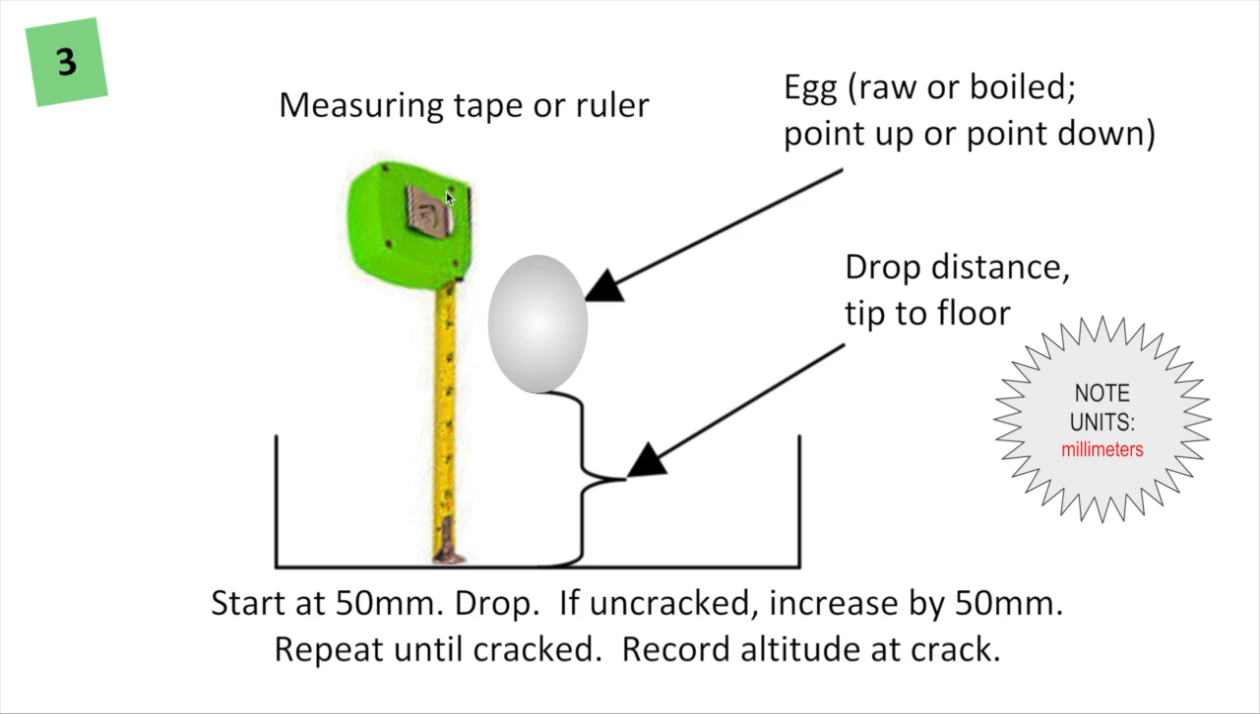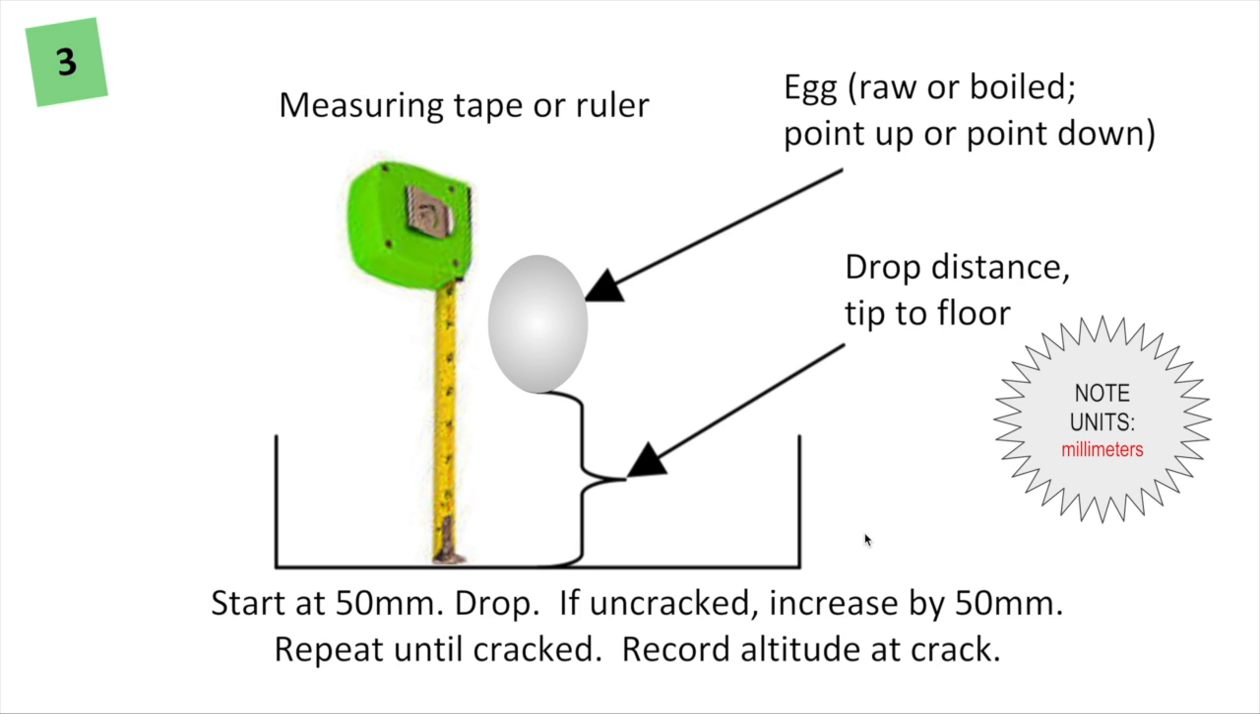We need a measuring tape or ruler, and we will place it vertically against a wall. We need the hard surface onto which we'll be dropping the egg. We need each egg, and again, it can be raw or boiled, point up or point down. You just need to be consistent. And then from tip to floor is what we'll measure as the drop distance.